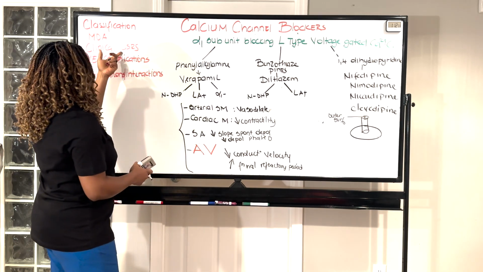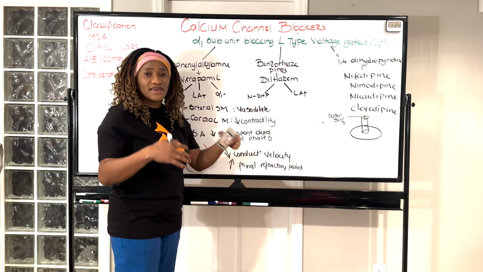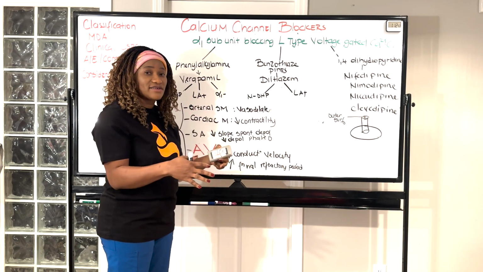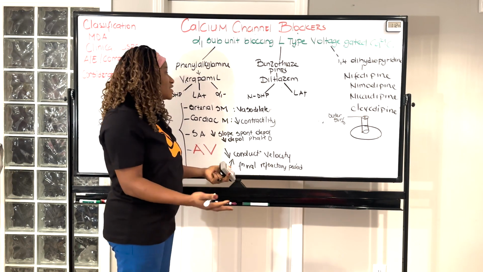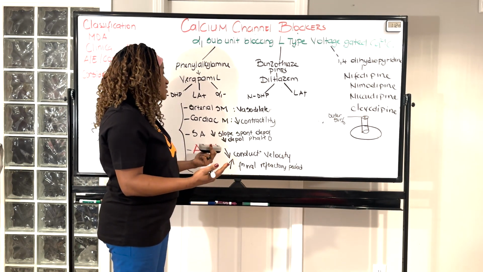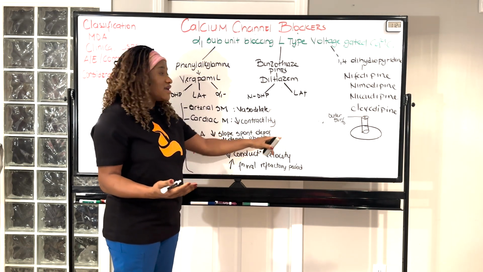Now let's see their clinical use. Because they're going to, like I said, increase the oxygen level in the heart and decrease the oxygen requirement of the heart, they're going to be used in angina. They're also going to be used in hypertension because they vasodilate.